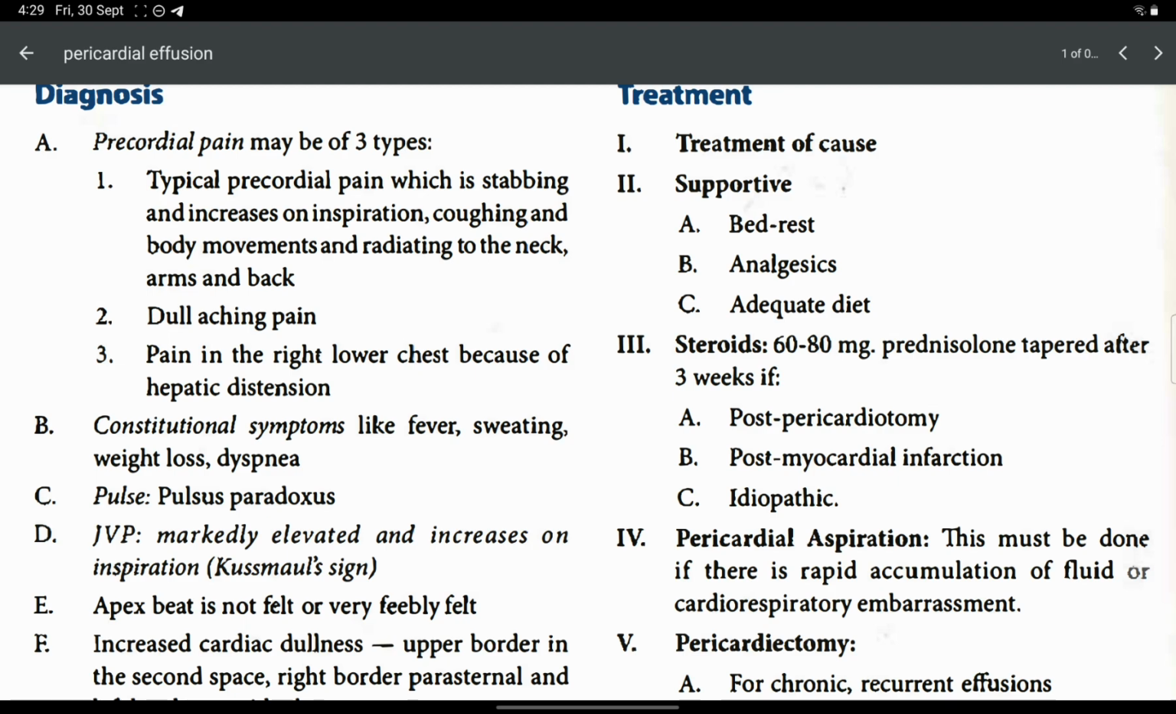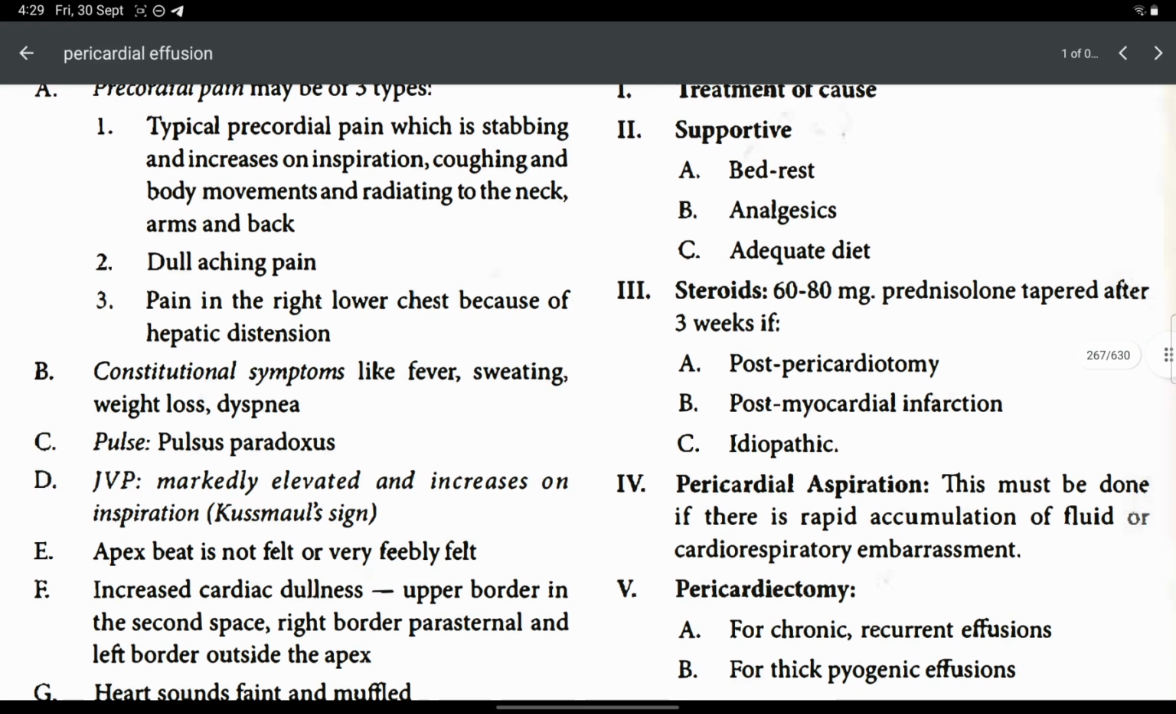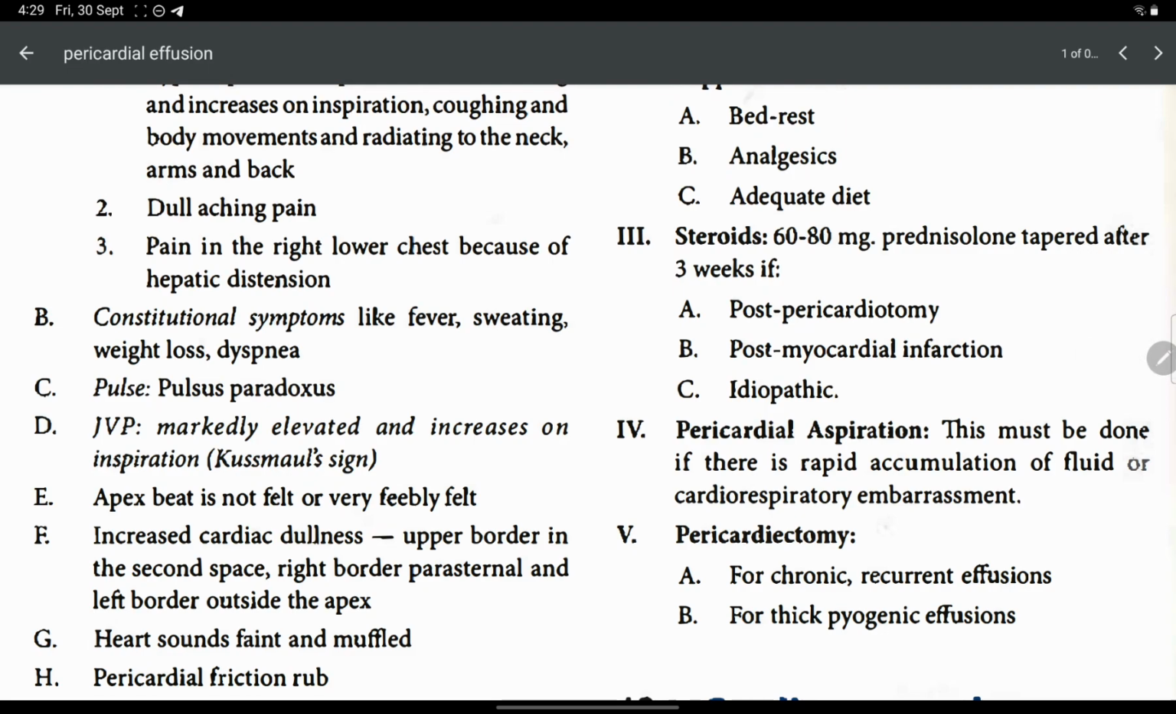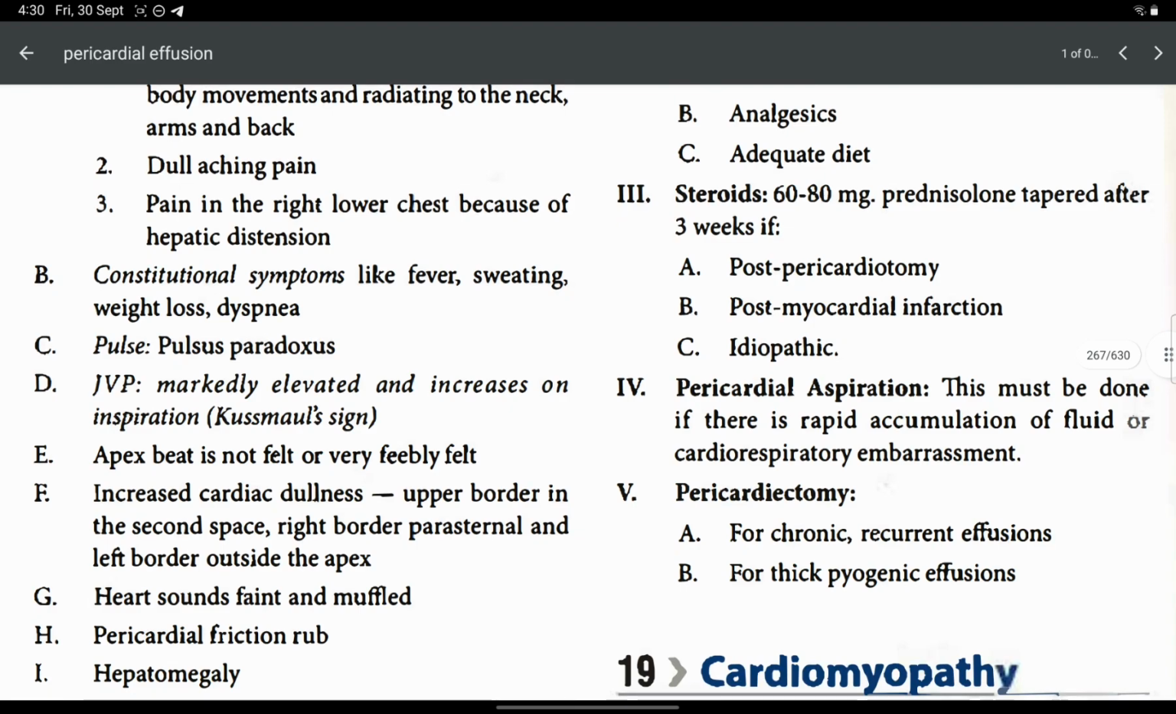There will be a dull aching pain in the right lower chest because of hepatic distension. Okay, and you will see here what pulse you are getting, pulsus paradoxus. Okay, and JVP you are finding markedly elevated and increases on inspiration. Apex beat is not felt or very feebly felt. Increased cardiac dullness. Upper border in the second space, right border parasternal and left border outside the apex. Okay.